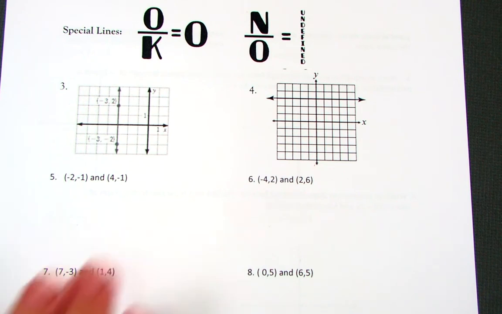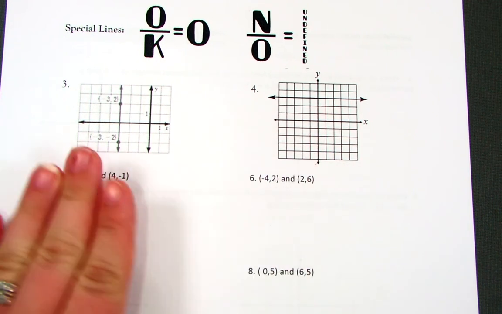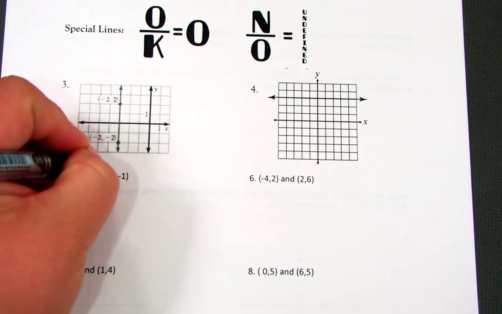So when I look at these two, there's not much for me to count. I can see that this is a vertical line. It's up and down. It's a cliff. I'm falling off. So it's undefined.